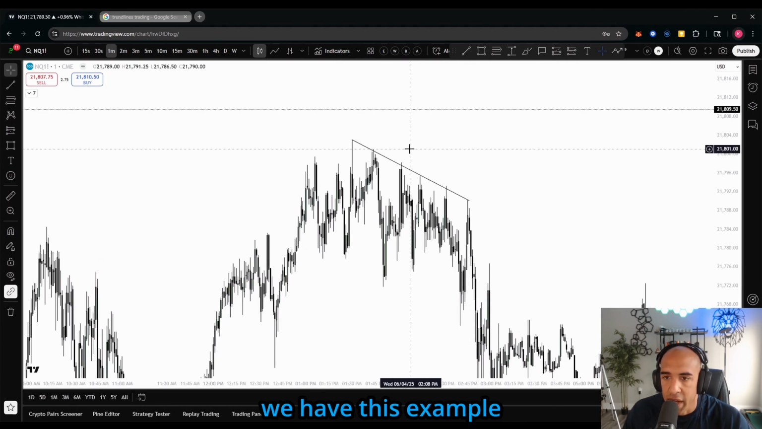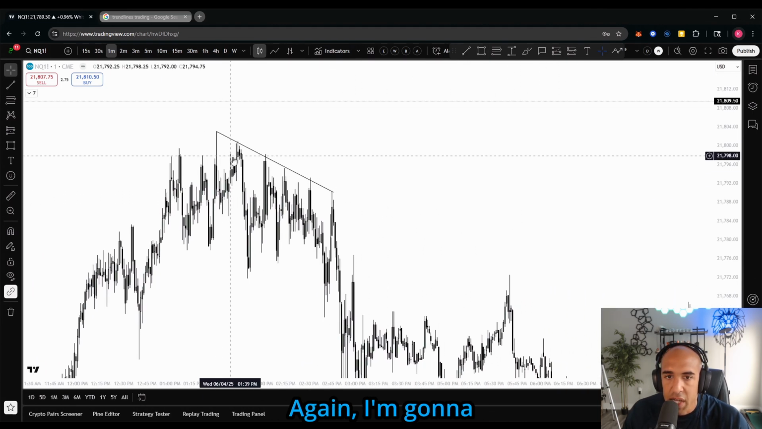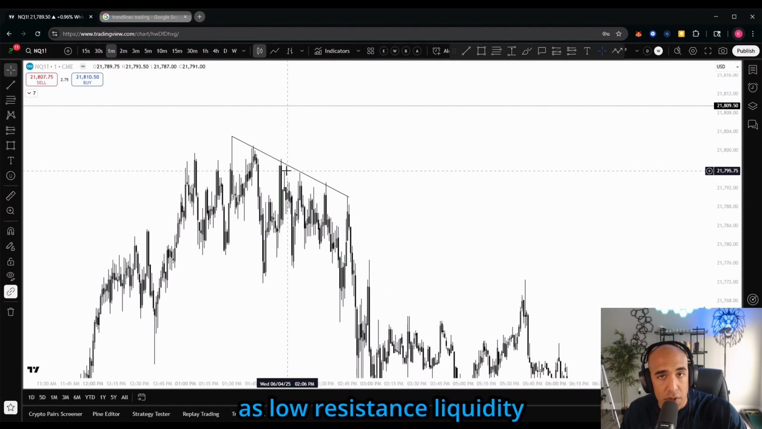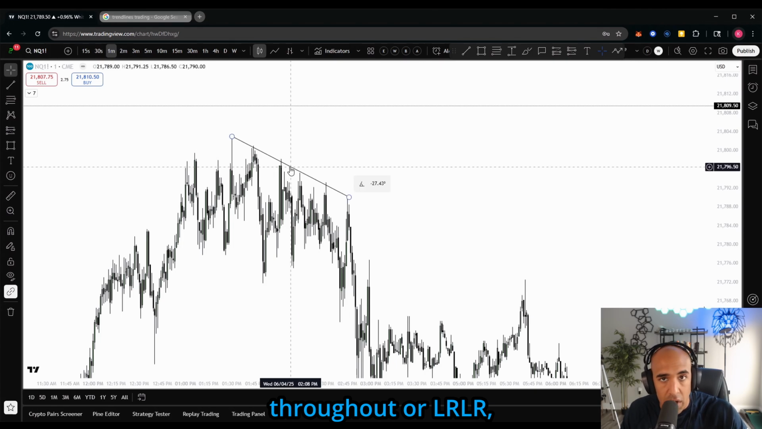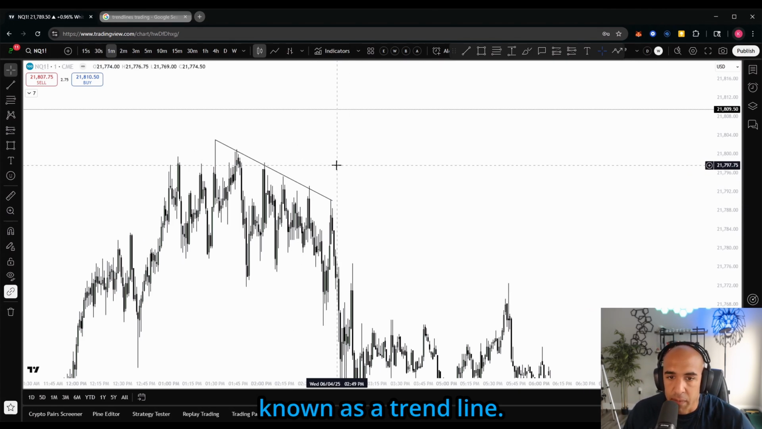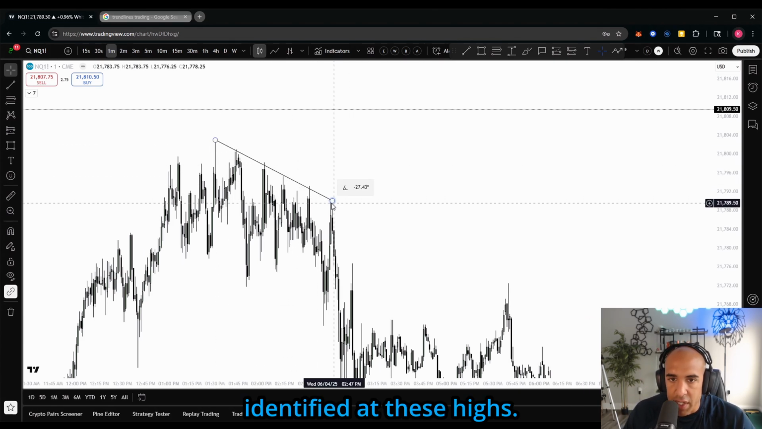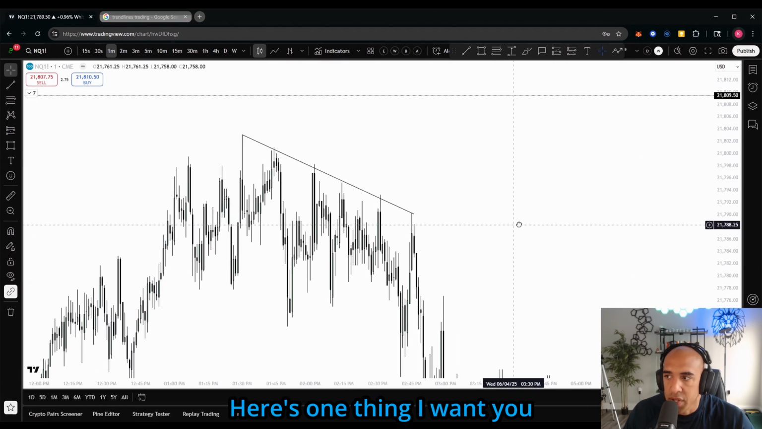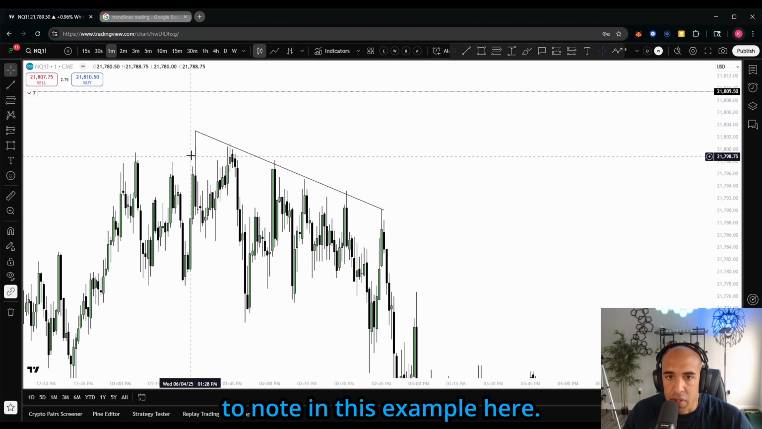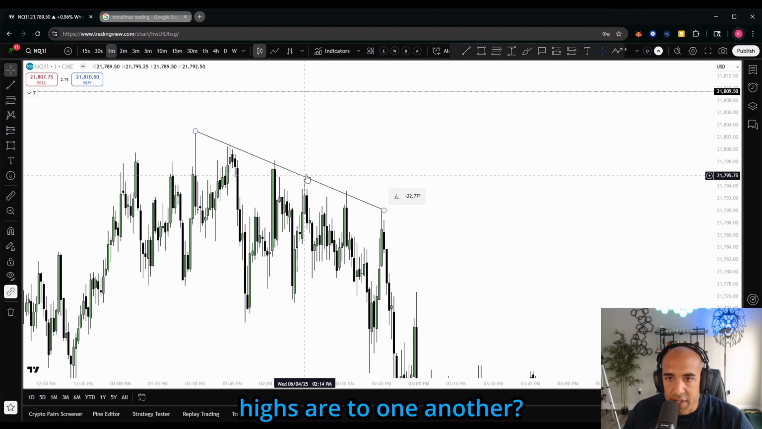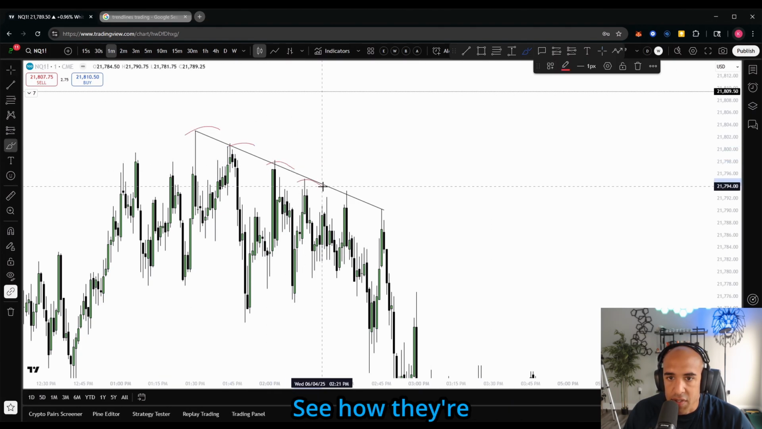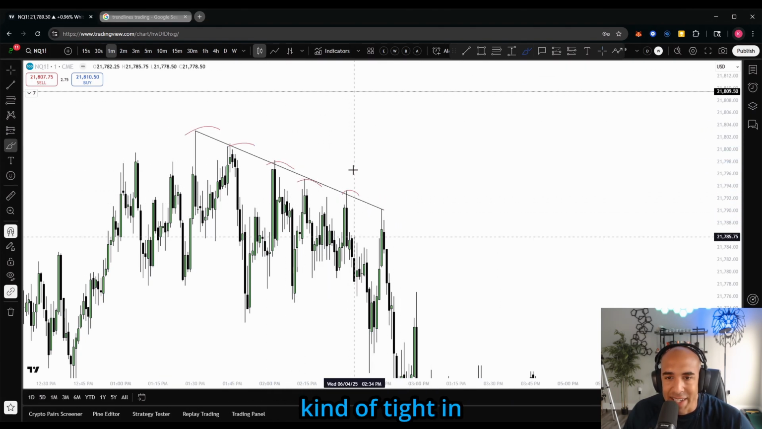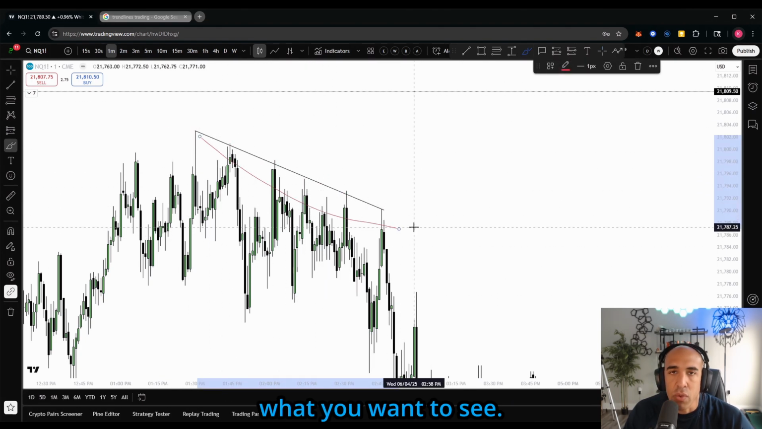So right off the bat, we have this example in front of us here. Again, I'm going to refer to this a lot as low resistance liquidity throughout, or LRLR, but this is also known as a trend line. So right here, we have this trend line identified at these highs. Here's one thing I want you to note in this example here. Do you see how close these highs are to one another? You see how close they are? See how they're bunched up a little bit, kind of tight in this range here? That's ideally what you want to see.